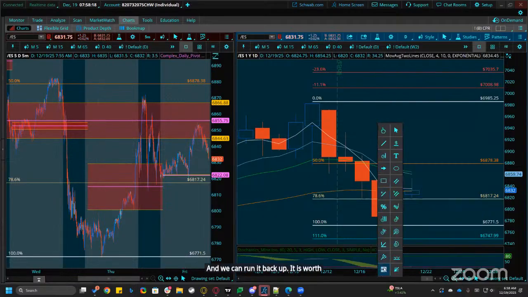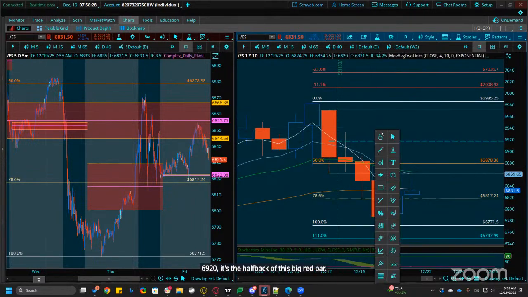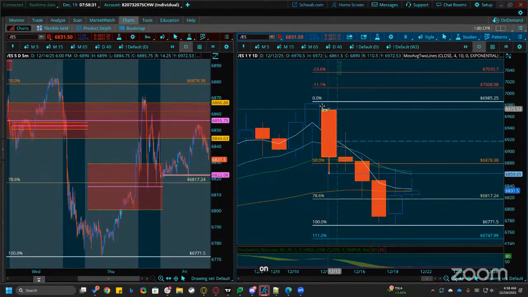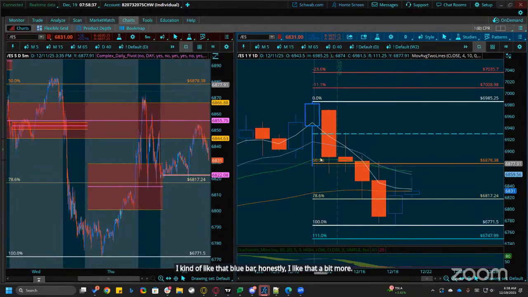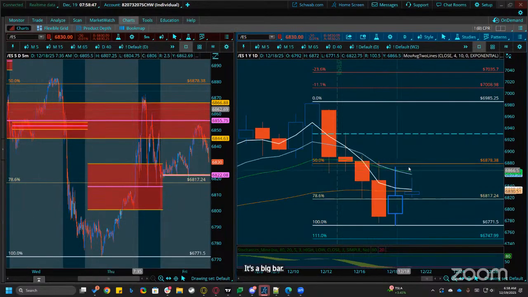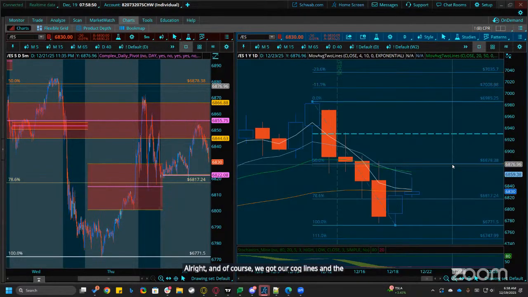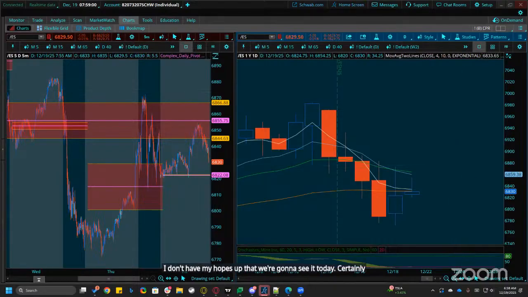It is worth noting, if we get this run today, 69.20, it's the halfback of this big red bar, and or you could run the halfback on this blue bar here. I kind of like that blue bar. Honestly, I like that a bit more. That blue bar, while it doesn't look like much, is half of this entire range. It's a big bar. All right. And of course, we've got our cog lines and the roundies that we can mark out as well all the way back up. That's if we get it. And I don't have my hopes up that we're going to see it today. Certainly don't. But we'll take what we can get.